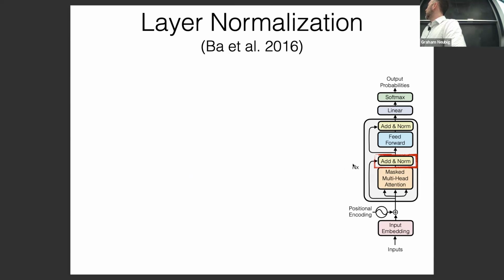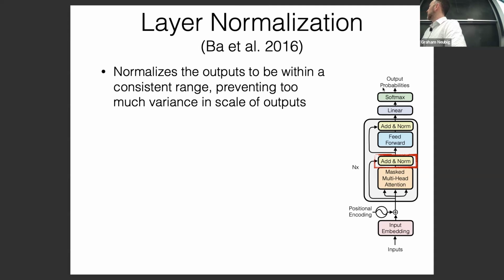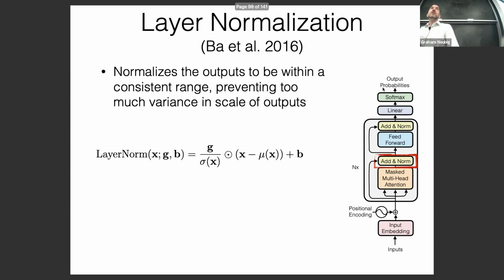Because we're running this multiple times, with 8 layers of transformers, or 16, or 12 layers, we do have gradients disappearing at the beginning if we're not careful. So there are 2 things that people do. The first thing is layer normalization. This is not so much for gradients disappearing, it's more for preventing gradients from exploding or becoming very unstable. It normalizes the outputs to be within a consistent range, preventing too much variance in the scale. So layer norm looks like this.